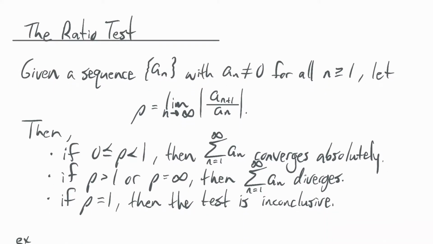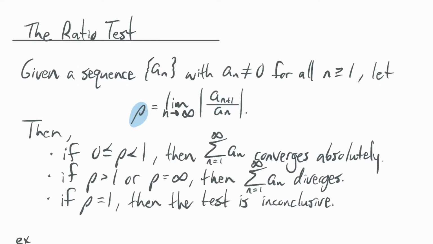So the ratio test: if you have a sequence, a sub n, where all of the terms are non-zero, because you're going to end up dividing by each of them as you go, let rho, that's this Greek letter, it looks like a P but sort of an italic P looking thing, let that equal the limit as n goes to infinity of the absolute value of a sub n plus 1 over a sub n. So you take the ratio of the two terms, putting the later term in the numerator and the prior term in the denominator, and you look at the limit of the ratio of the pairs of terms as n goes to infinity.